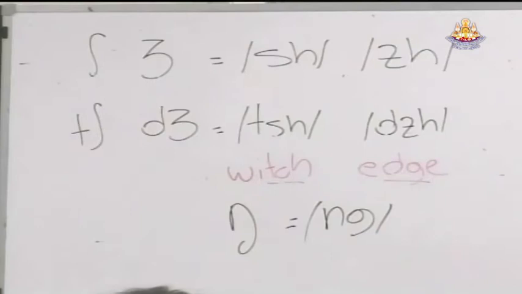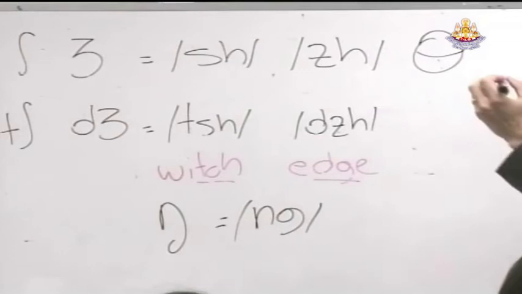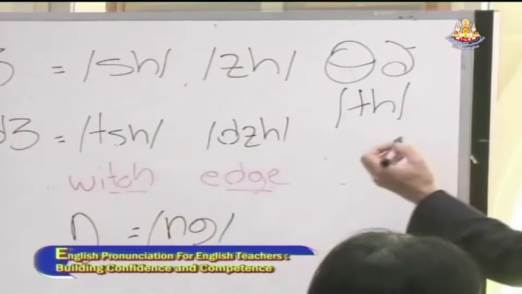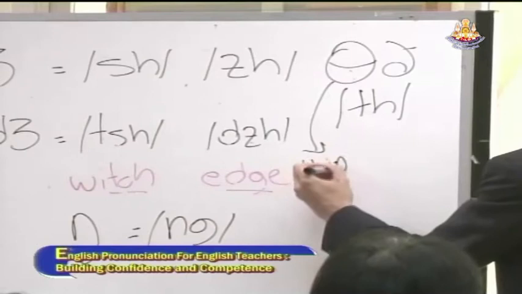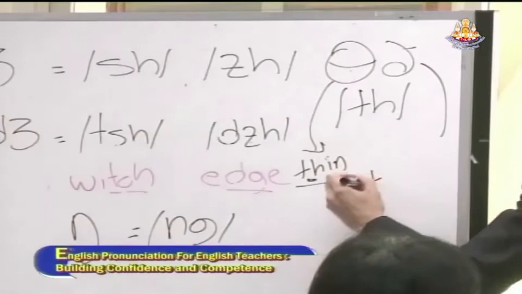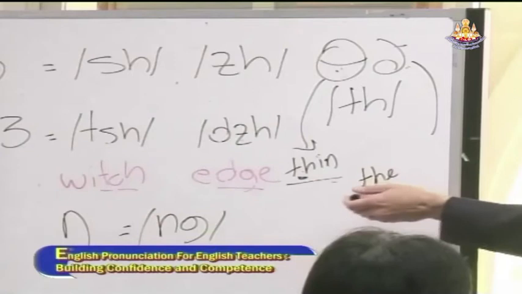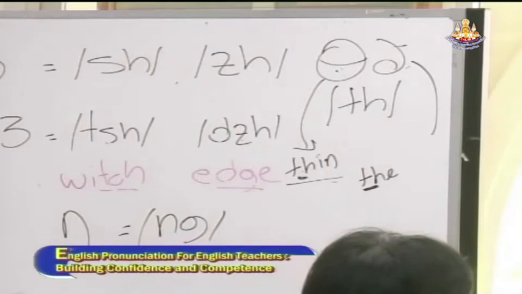Okay. I have a question for this and the theta and the thing that kind of looks like that. Those two. These are both the TH sound. Okay. That's TH. Right here is TH like thin. And right here is TH like the. That's voiceless and voiced. Thin, the. Okay? Voiceless and voiced.